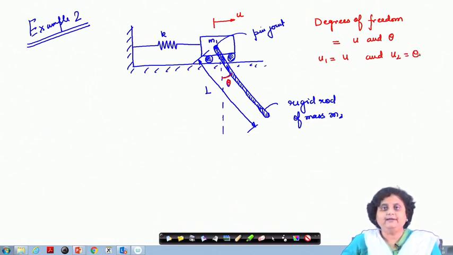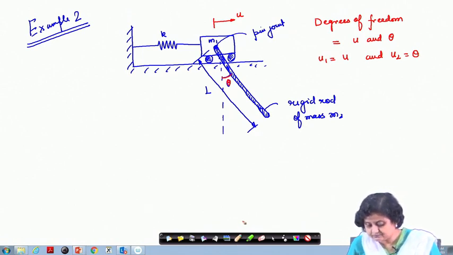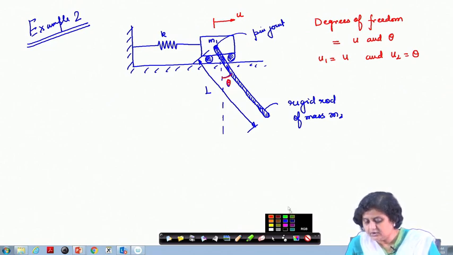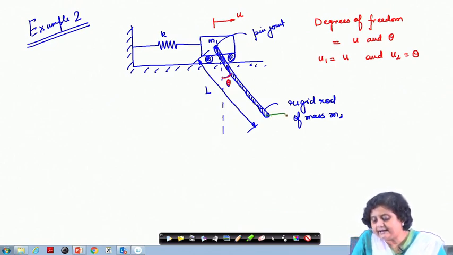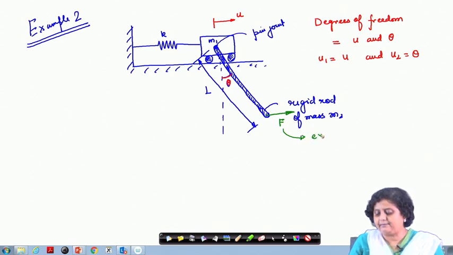Now, we will see how to implement the Euler-Lagrange equation to derive the equation of motion. To add more complexity, we now include a force. So, we now say an externally applied force F acts at this end of the rod. So, F is the externally applied force.